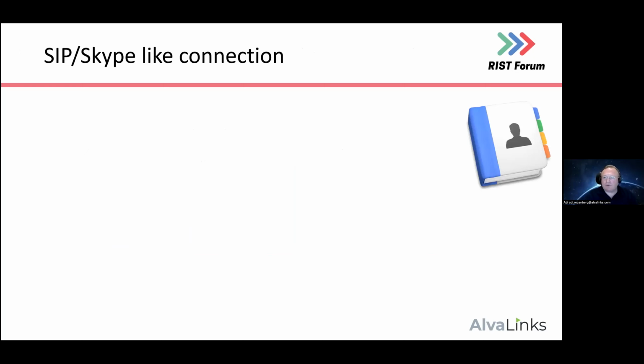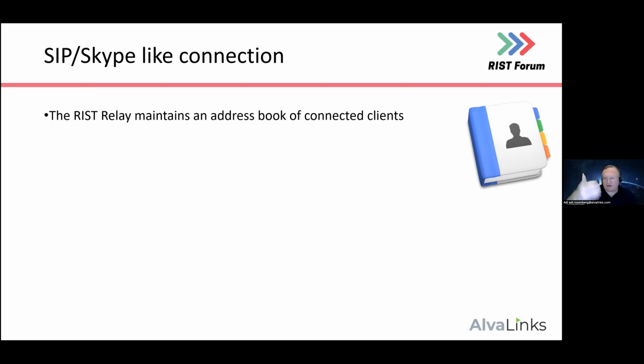Next, there was a requirement: let's get rid of the IPs. Let's use nicknames. Let's have an address book like SIP and Skype. I want to call my friend. I know his name. So if there's an address book, I will use a nickname for communication. Instead of saying IPs A, B, and C, I will say reporter 1, 2, and 3.